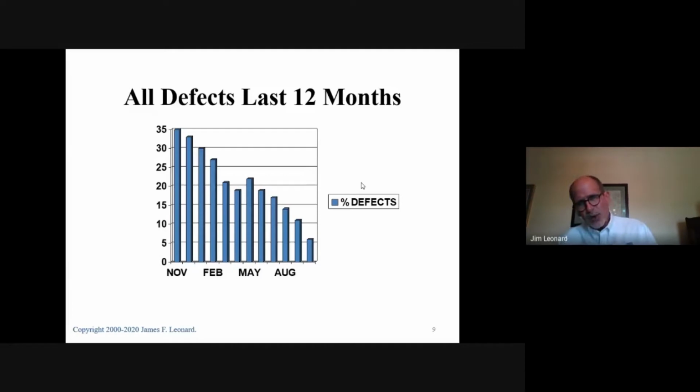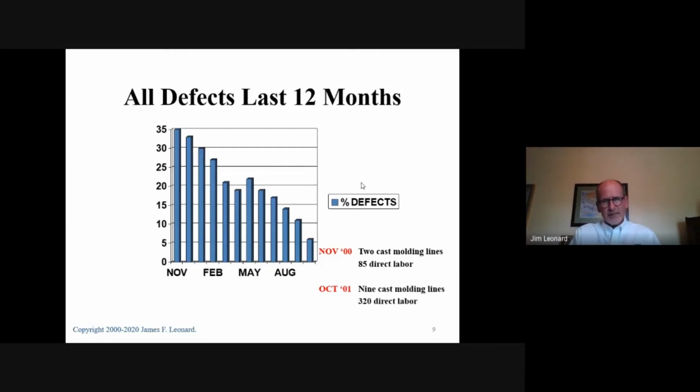But what makes their progress most impressive to me, over the same period of time that they accomplished this unquestioned progress from 65% first pass yields to 94% first pass yields, they went from 2 cast molding lines to 9 cast molding lines, from 85 direct labor employees to 320 direct labor employees, from producing and shipping 200,000 compliant packaged units a month to producing and shipping 1.6 million compliant packaged units a month.